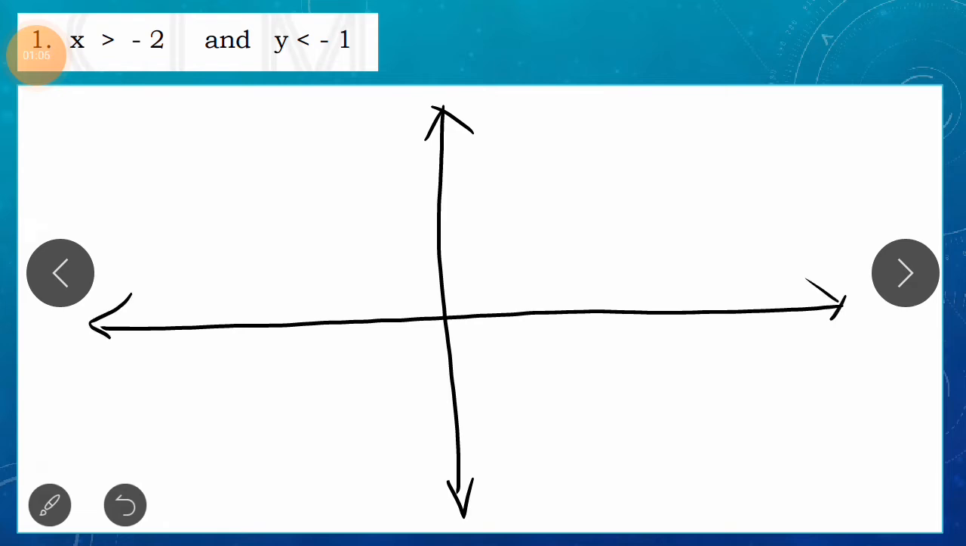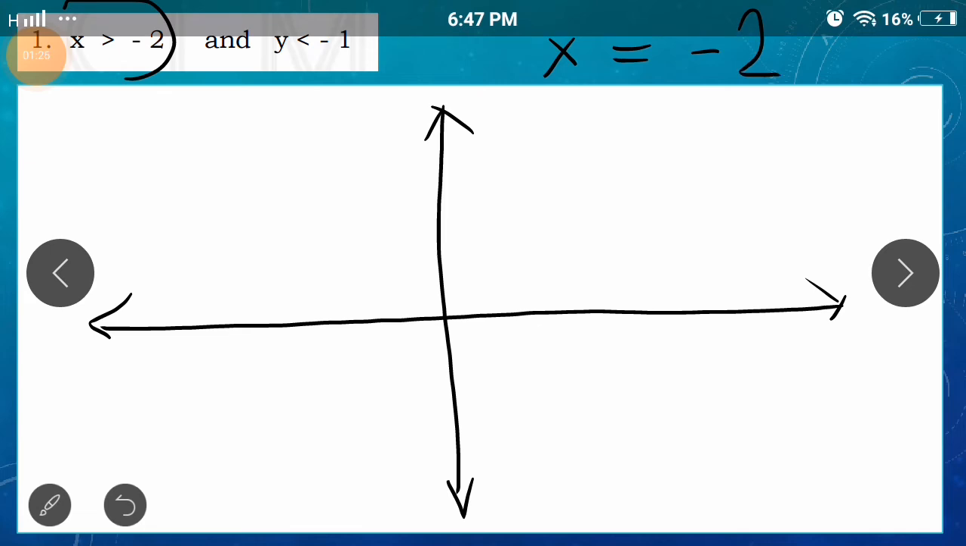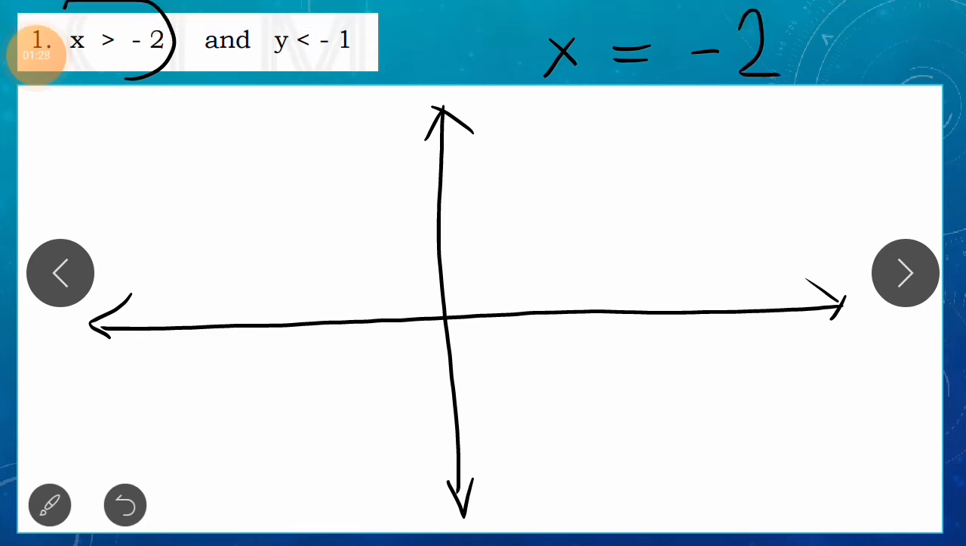Okay, so if you have this kind of inequality, x is greater than -2, the first step is to make it an equation. So this will be x equals -2, and if you're going to graph this, remember this is a vertical line that passes through -2. Okay, so let's find -2 of x. So this is -1 and this is -2.